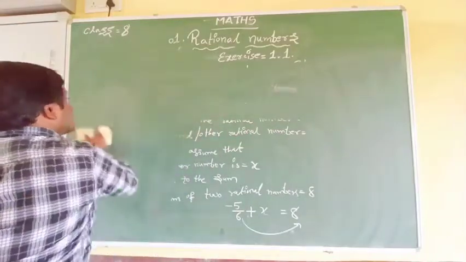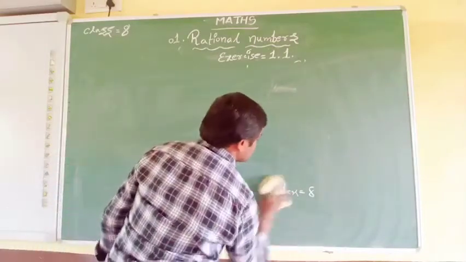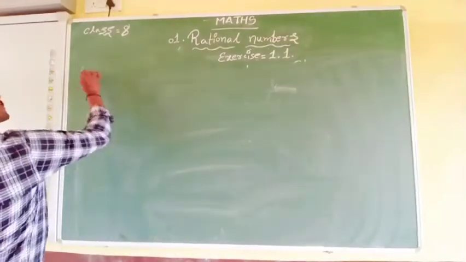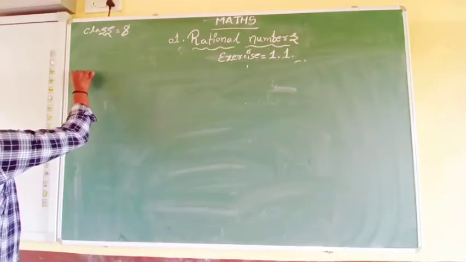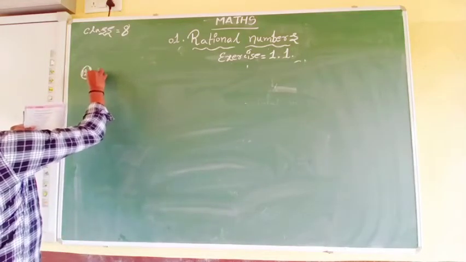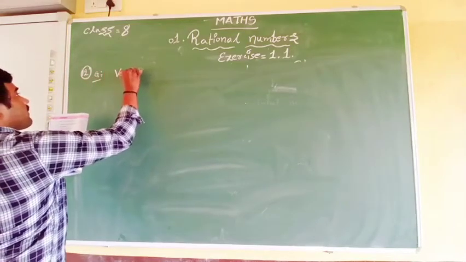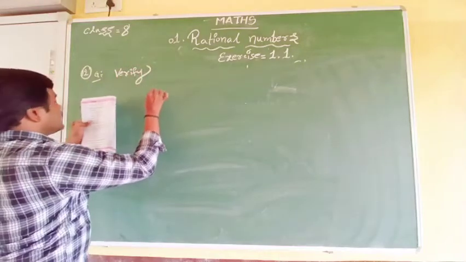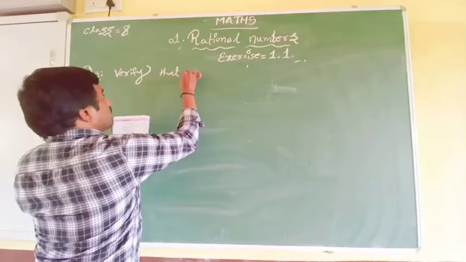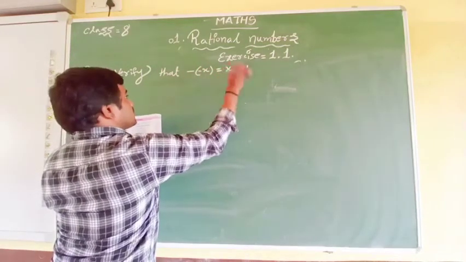Is subtraction closed under rational numbers or not? Is it associative in the rational numbers? Is subtraction associative with the rational numbers or not? That will be no. The 12th question is this. Verify that minus of minus x equals x.